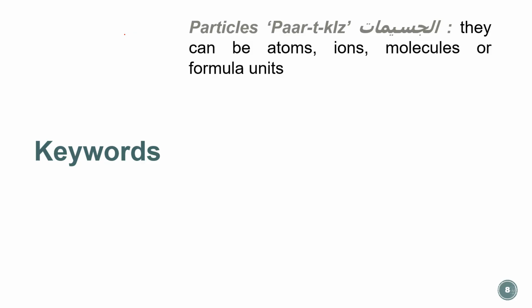So what about the keywords? First of all, particles. This is very important. You will see it a lot. Particles can have more than one definition. It can mean atoms. It can mean ions. It can mean molecules, which are covalent compounds. It can mean formula units.